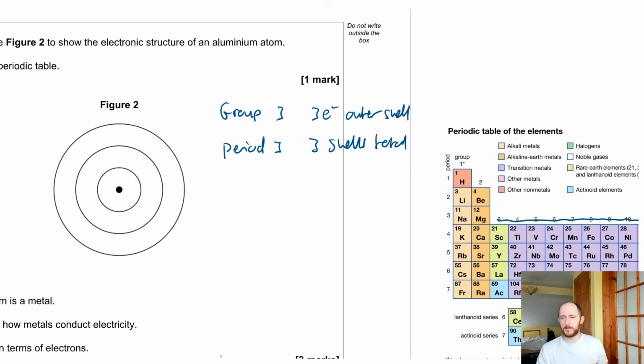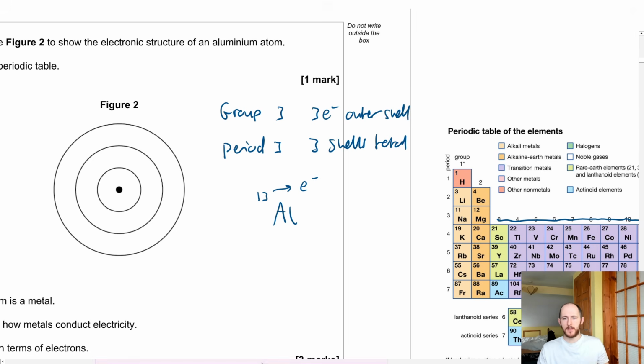Now, I know that some people will also say, well, you look at this number as well, and that tells you how many electrons it has in total. That's totally fine. I've never bothered with that because this actually tells you all the information you need. There are 3 shells, and the last shell has 3 electrons.